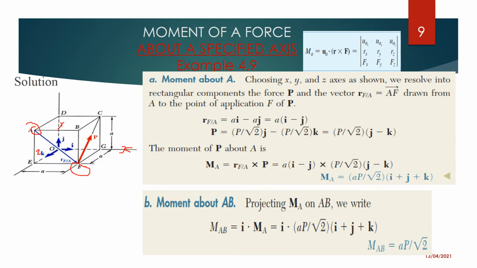Once you do that, you now multiply your r over the magnitude times the force, which is p. Then you have a force vector like that, which is your p over square root of 2 multiplied by open bracket j minus k. Once you do that, you now apply your cross product, which is your r cross p.